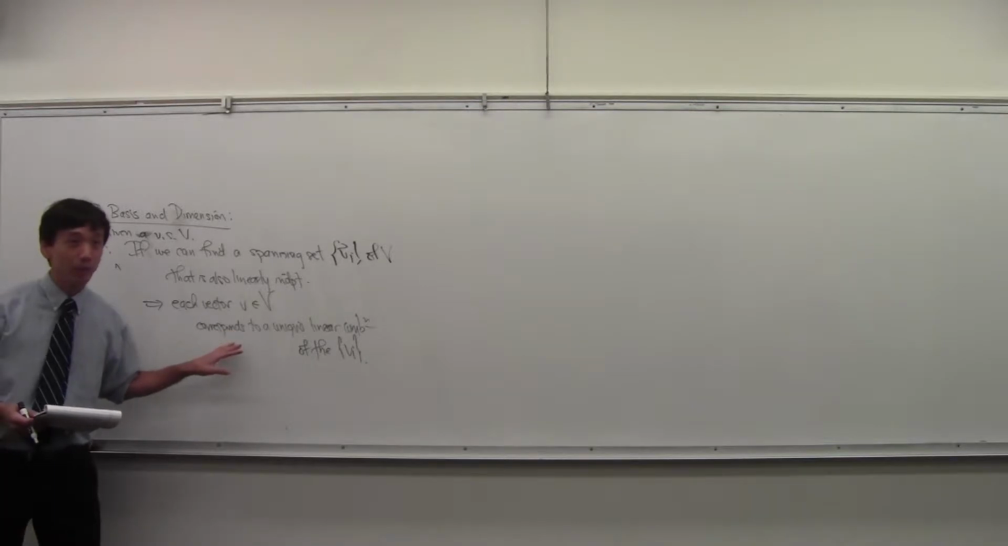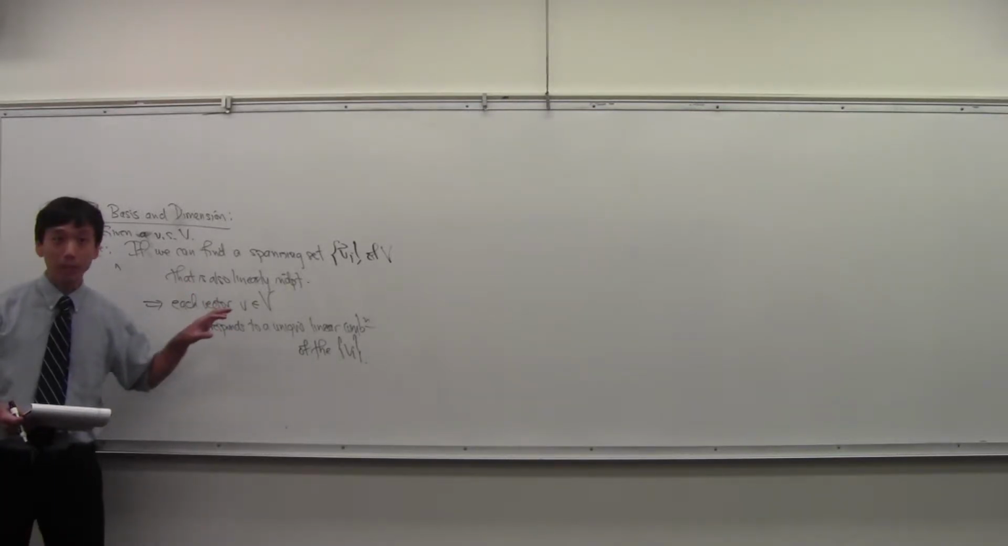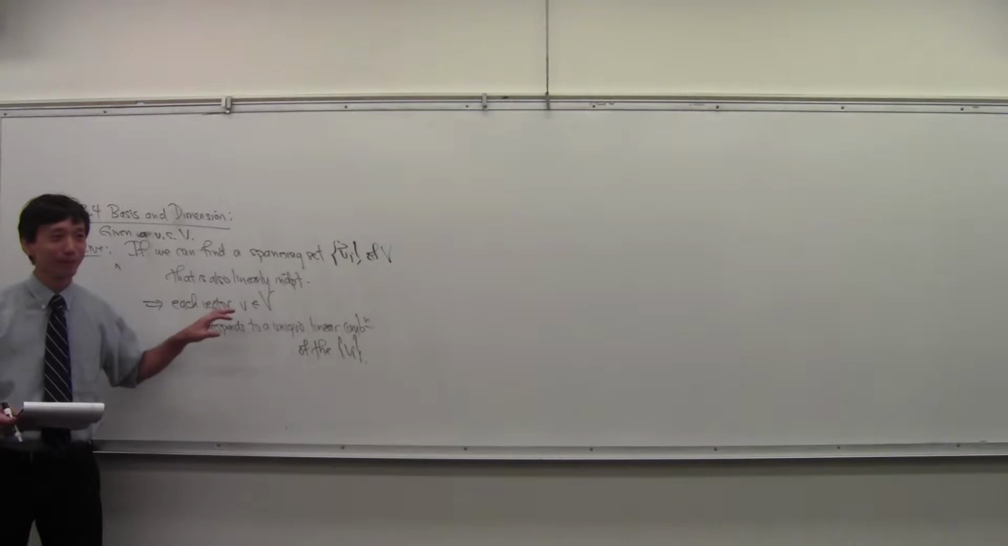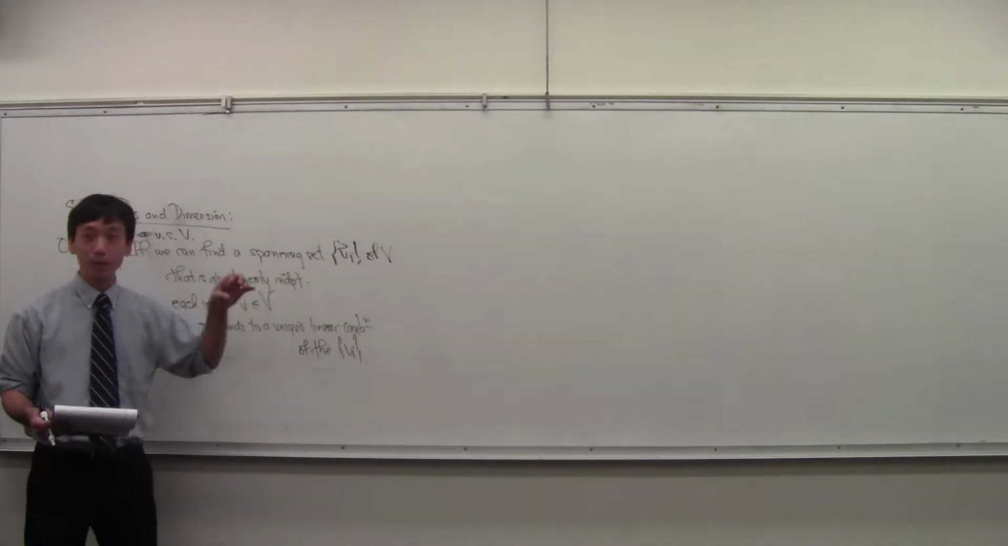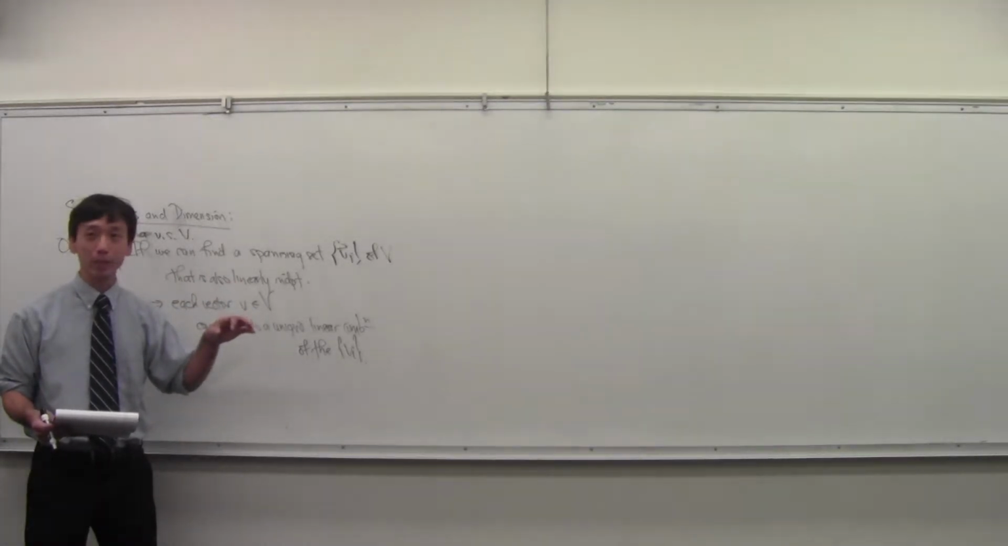Everybody remember that, right? The good thing about linear independence was that everybody in the span had a unique linear combination corresponding to it, right?